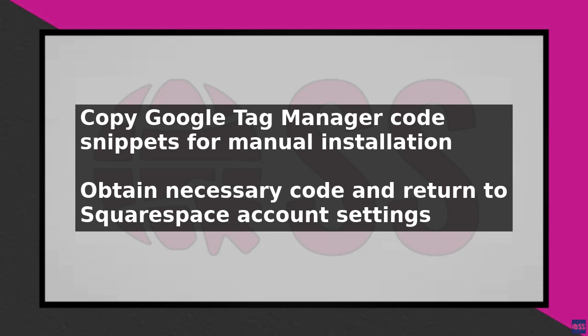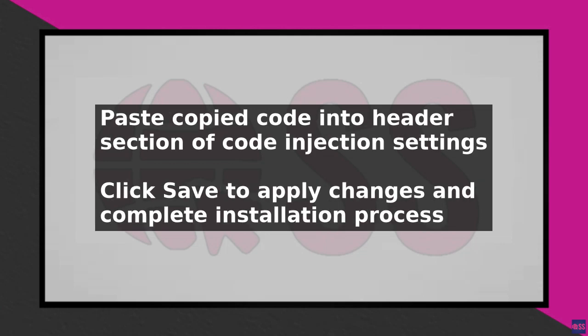Next, return to Google Tag Manager. Click on Install Manually to obtain the necessary code snippets, and copy the code provided for manual installation. Back in your Squarespace account, use the search bar to find Code Injection and select it from the results.